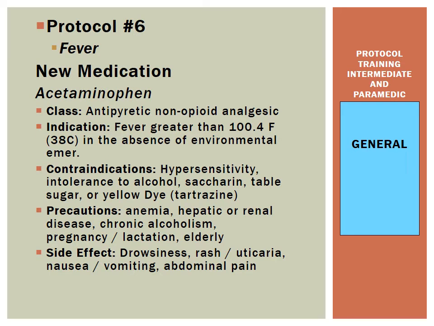Let's talk about Tylenol or acetaminophen. It is an antipyretic and it is a non-opioid analgesic. Its indications, again, are fever 100.4 Fahrenheit, 38 degrees Celsius in the absence of an environmental heat emergency. Contraindications are hypersensitivity, intolerance to alcohol, saccharin, table sugar, and yellow dye, and that's how the medication comes packaged and mixed. Precautions are anemia, hepatic or renal disease, chronic alcoholism, pregnancy, lactation, and elderly patients. And our side effects are drowsiness, rash, urticaria, nausea, vomiting, and abdominal pain.